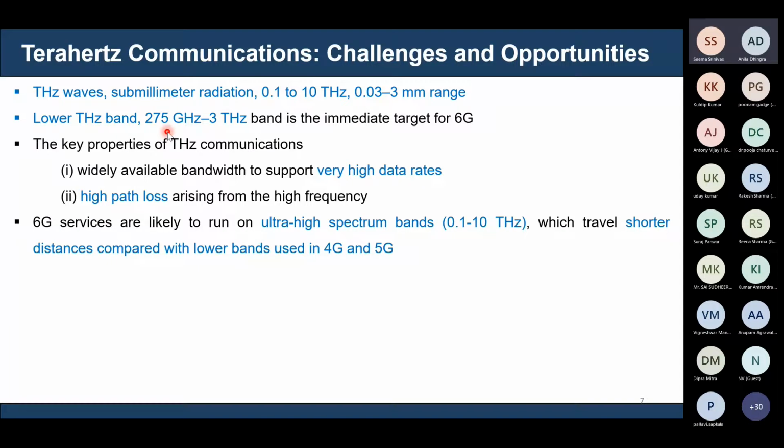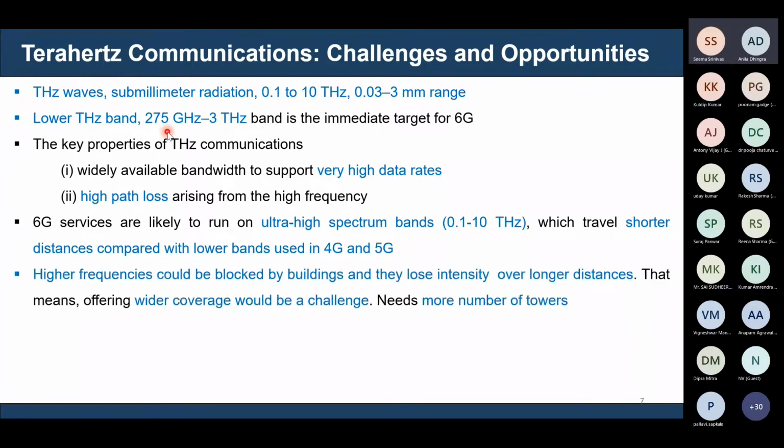Definitely the distances supported for transmission at this 1 to 10 terahertz range would be very much lower than 4G and 5G. But the data rates and spectrum efficiency would be very high in comparison. Now, when we go to this kind of higher frequencies, if you look at the wavelength range, it is very low, correct? Because frequencies are high, wavelengths become very low.